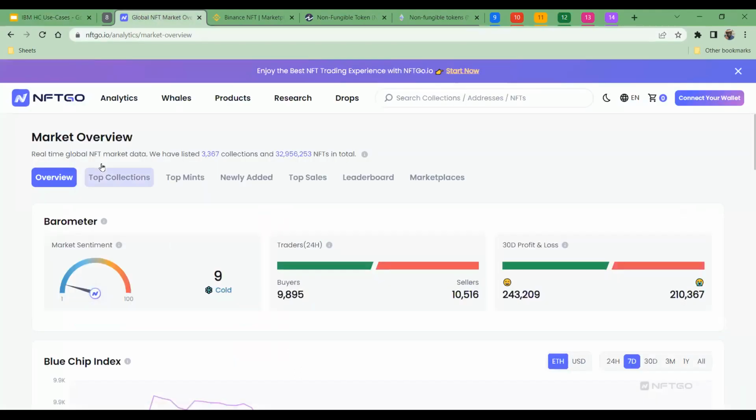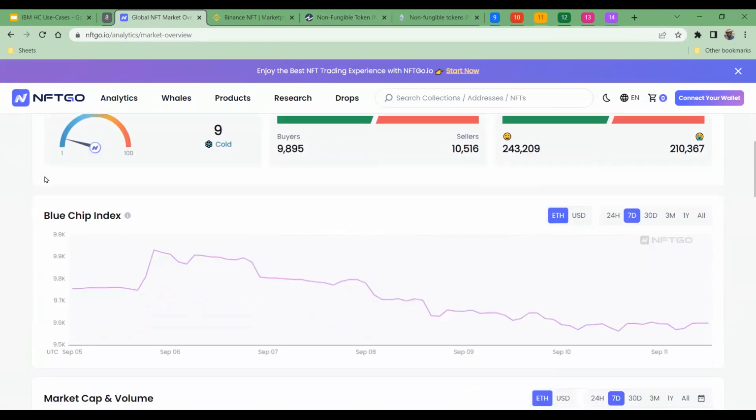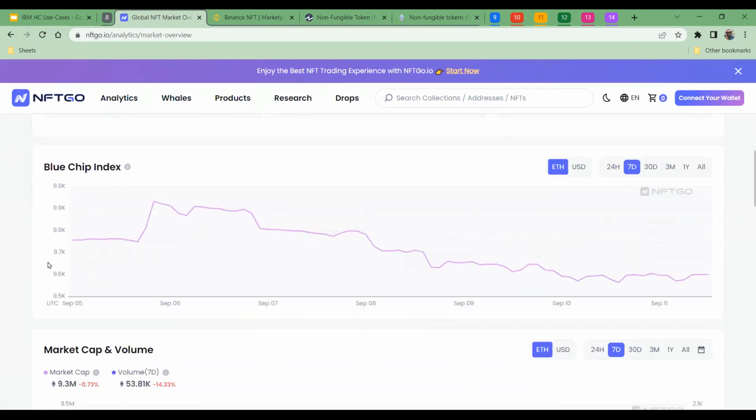This is the NFTGo website, nftgo.io, where they have a section called analytics. In analytics they have a lot of different types of visual analytics. Here you can see the boom of NFTs currently, day by day. Like in the stock market, if you search for any listed company, you will get research on the recent performance of the stock, right?